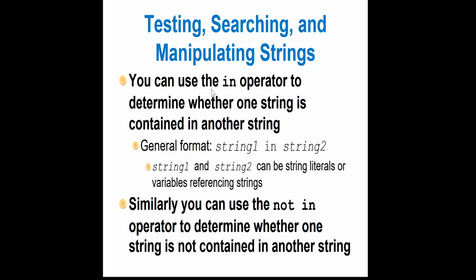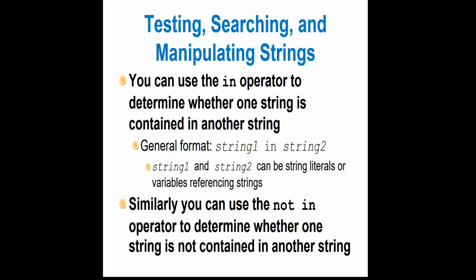Testing, searching, and manipulating strings. We can manipulate strings by using different methods. We can also search within strings, either search for a character or a string within a string. We can do these too. For searching a string within a string, we can use the in operator. It's very similar to item in list. If it is available in the list, the outcome will be true. Otherwise it would be false.